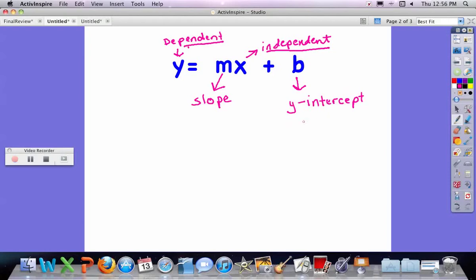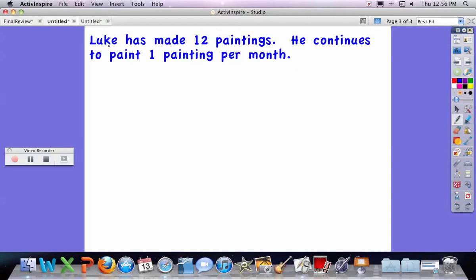So now we're going to look at a scenario and we're going to solve it. Our scenario is Luke has made 12 paintings. He continues to paint one painting per month. Well, we already know that we want to write an equation in slope-intercept form, so we want it to look like y equals mx plus b.